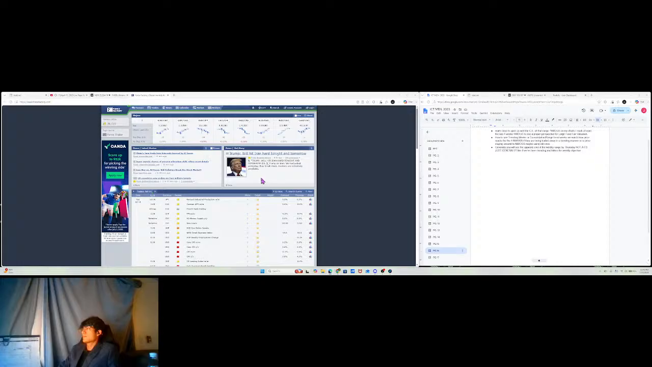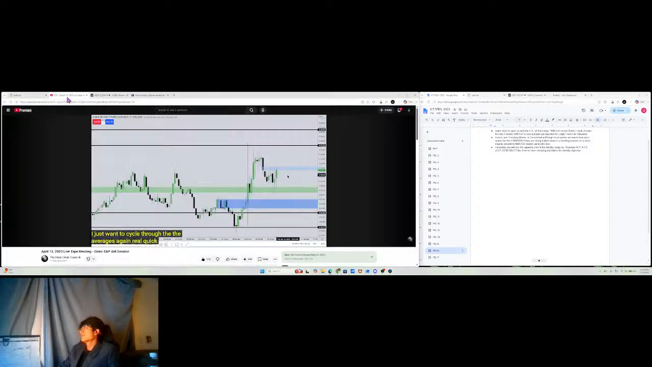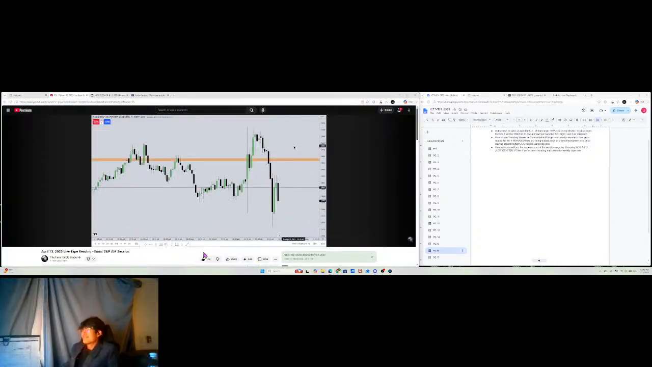Just want to cycle through the averages again real quick. Now for Dow, I'd want to see it trade above this fair value gap right here, treat it as support, and then run for the buy side, if in fact the dollar does continue going lower. We don't have that yet. We don't have anything supporting that idea. It's just speculation on my part right now. No setups for me as of yet.